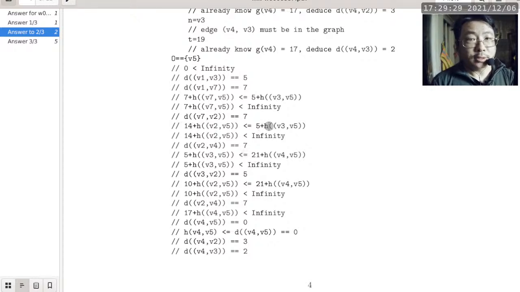Like this one is significant. This one says 14 plus the H value between V2 and V5 is less than or equal to 5 plus the H value from V3 to V5. Now that is significant because we also have this one here. Basically we have the same right hand side, but a different left-hand side. So with this, you can construct a graph.